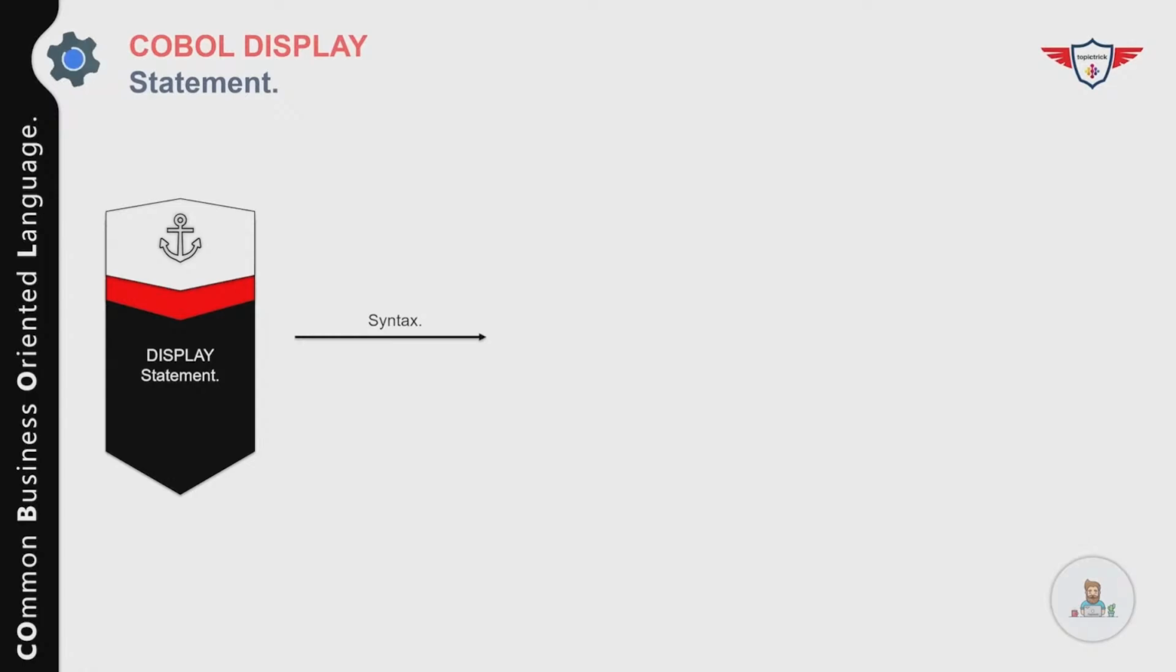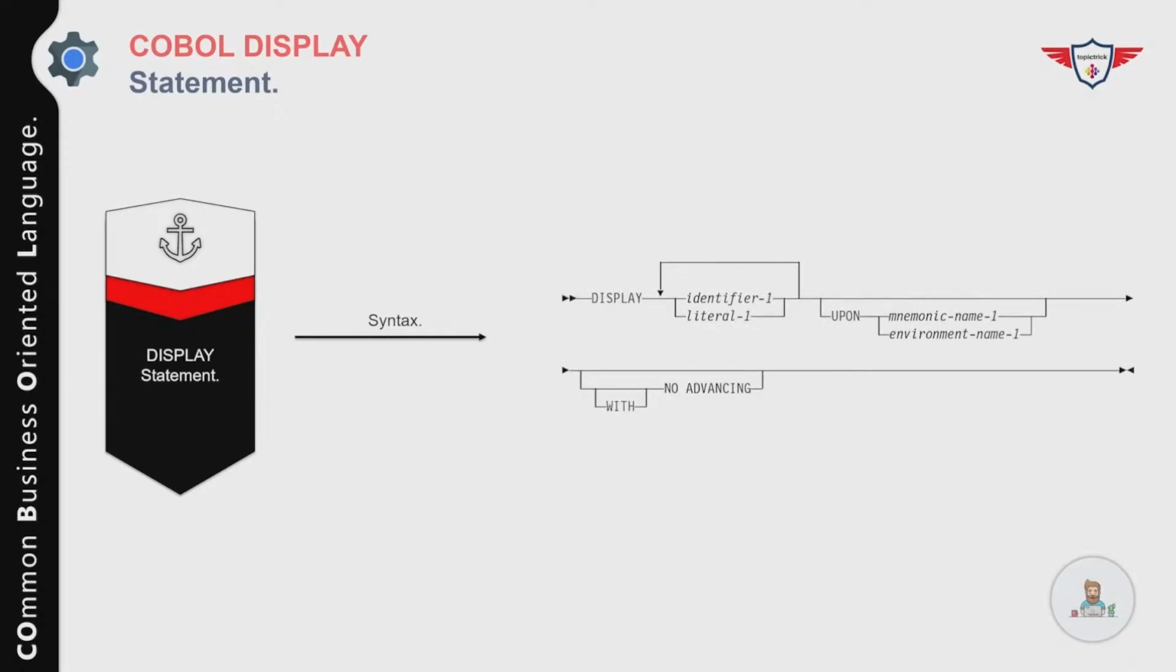Now let's talk about the syntax of the display statement. As you know, the syntax is similar to what we have seen in the accept statement, so it is pretty simple and straightforward. You have the display keyword, after that you have an identifier or literal, and thereafter you have some additional options. For example, you can use upon with a mnemonic name or environment name, and you have the with no advancing or advancing option, right?